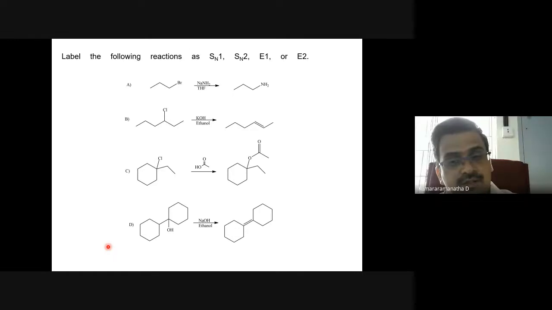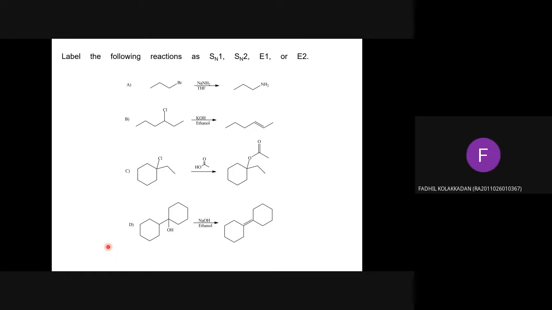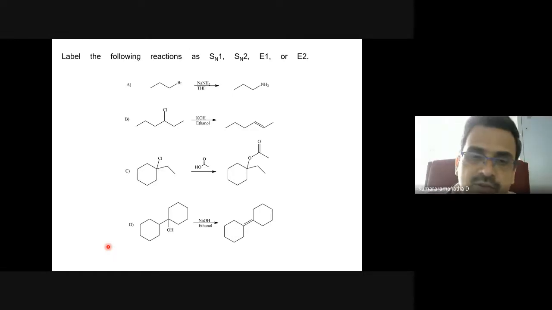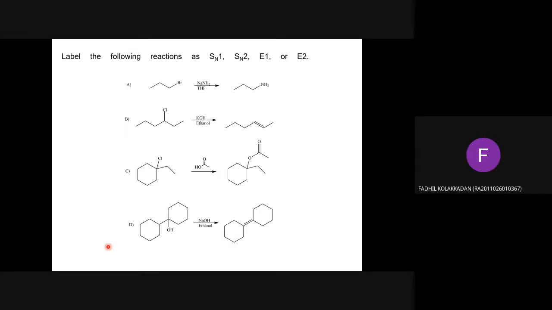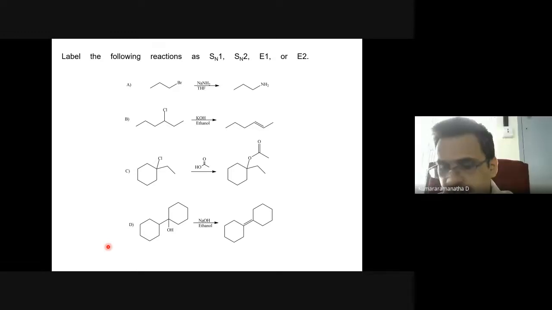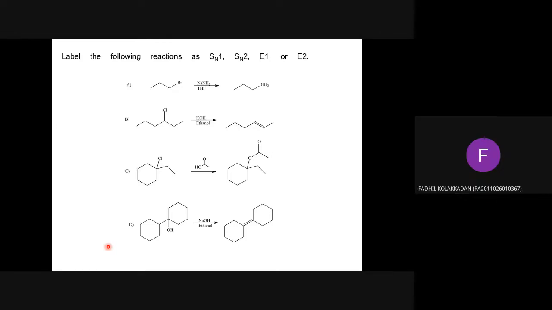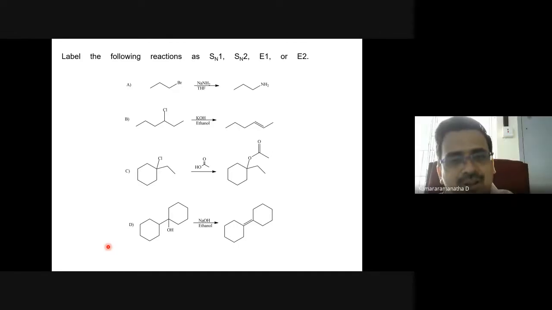Is the first one SN2? First one is SN2, a normal substitution. And C is SN1 because it's on a tertiary carbon. And A is SN2. I'm not sure if that's the right answer. Okay, no problem, no problem.